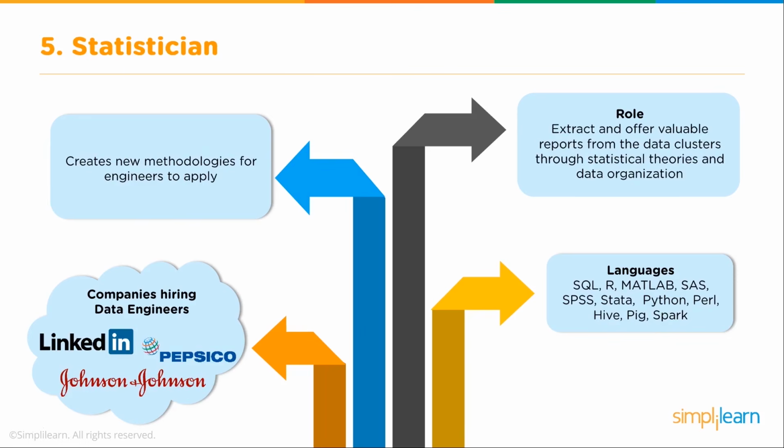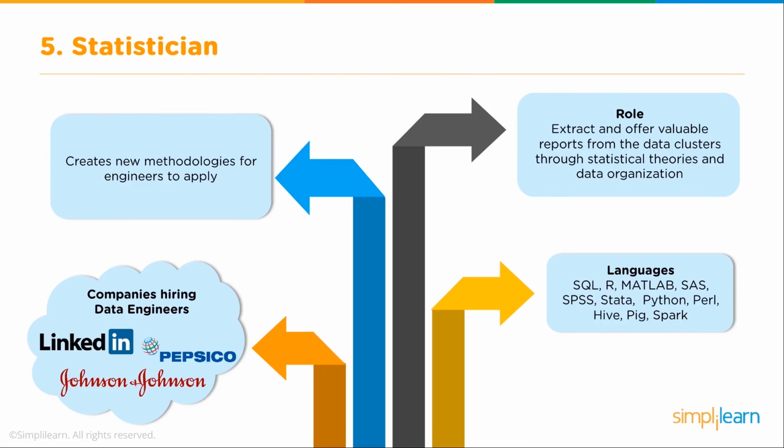Statistician creates new methodologies for engineers to apply. And so when we look at this, this is where we're digging into the math of which models to use, what setup's going to work, what kind of activation do we have on our neural network. These little tweaks are going to make a big difference. And we look for methodologies at a large level. What kind of data are we going to be looking at and how are we going to pull it together?